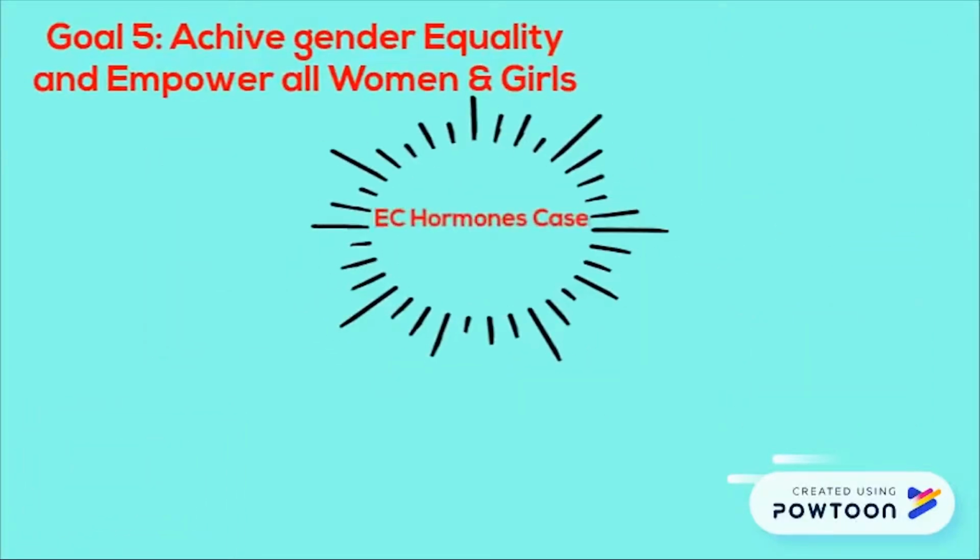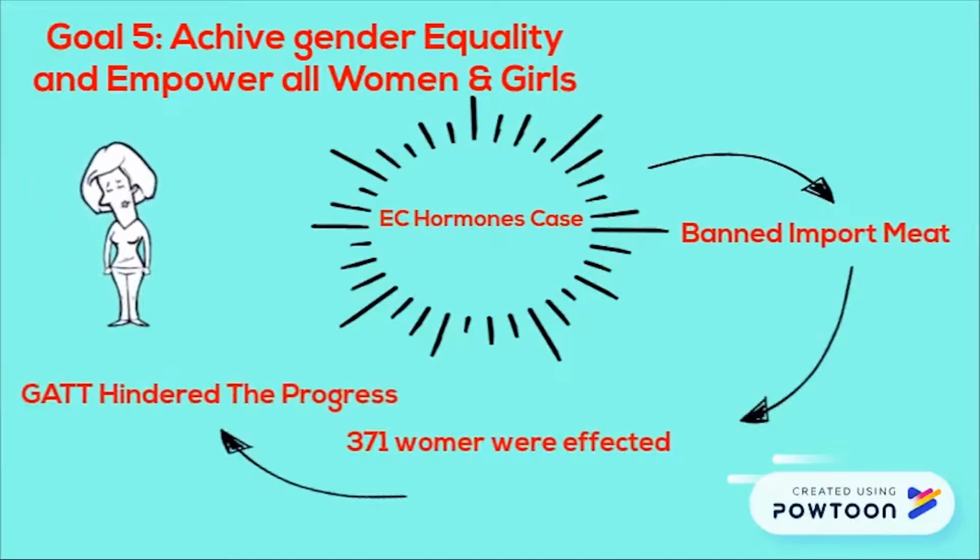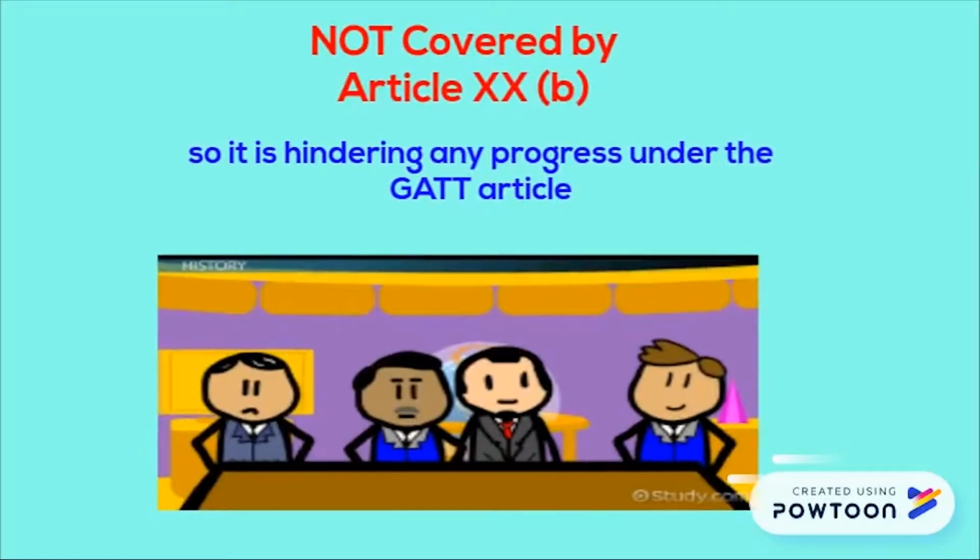In this case, the European Union banned the import of certain meat which is treated with certain growth hormones. In USA and Canada, 371 women were affected, but the GATT panel ruled that the import ban was a breach of the GATT article and is not covered by the Article 20B exception. So it is hindering any progress under the GATT article.